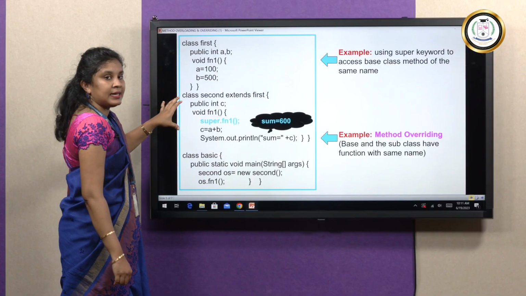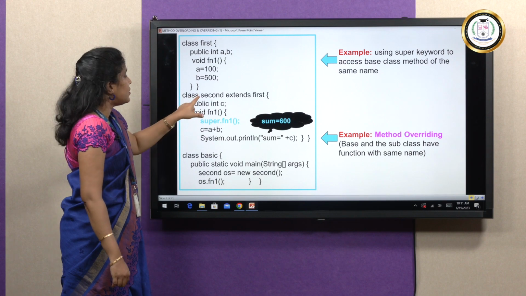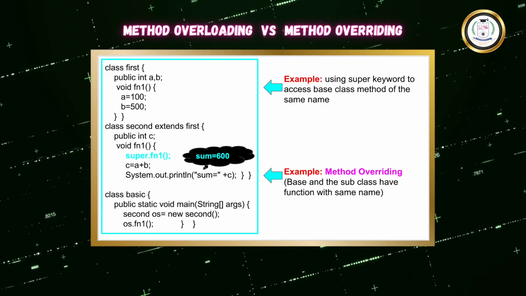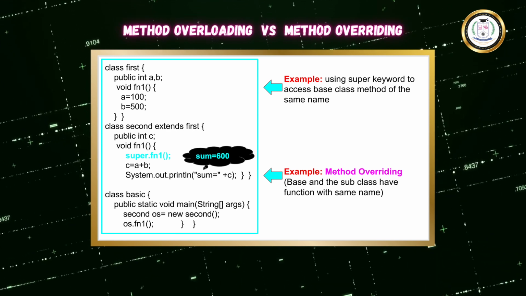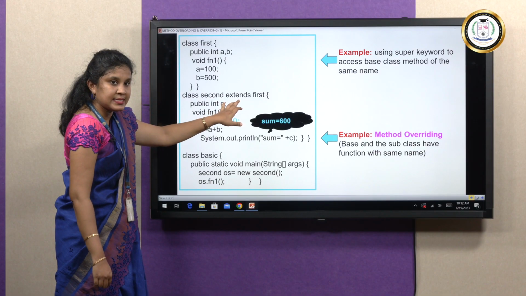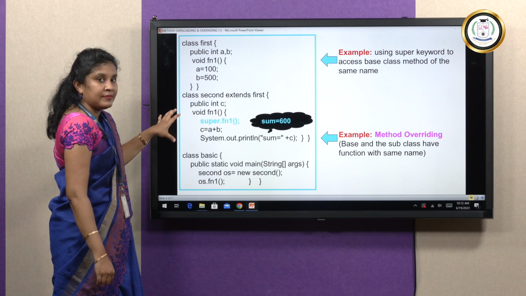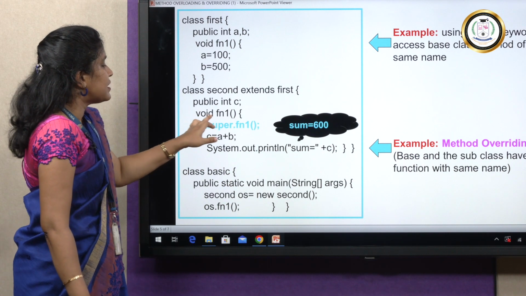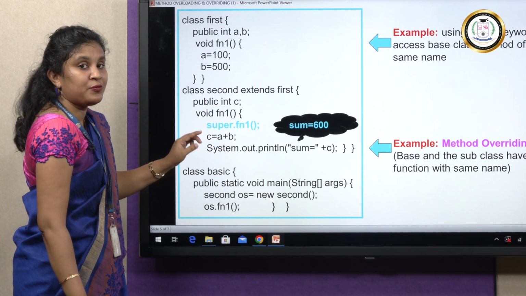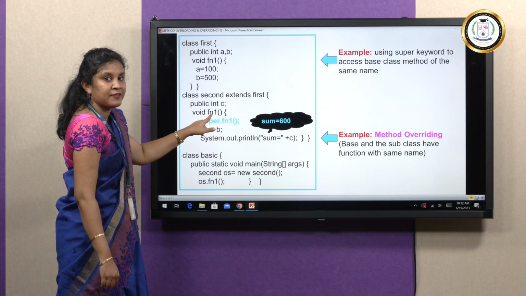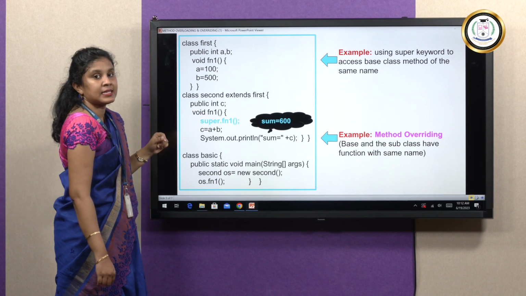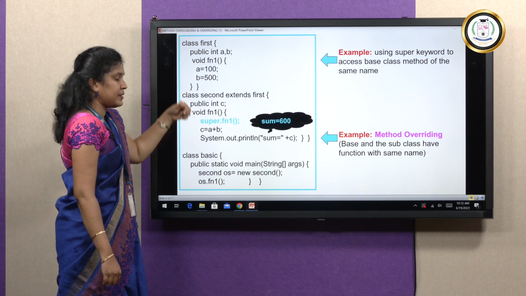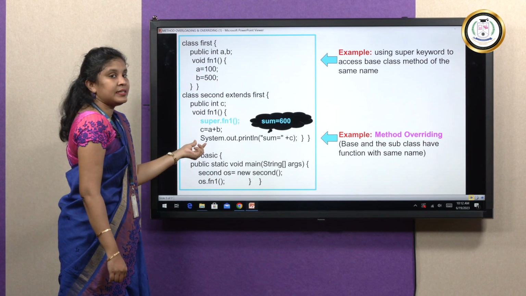I have a derived class. I call this a derived class because I named my class second, which extends the property of first. First is my base class. Since it has the extends keyword, it is a derived class deriving the property of the first class. Inside this, I have a function named fn1. We can find that the same named function fn1 is present in my base class also. So I will try to use the property of my base class inside my derived class.